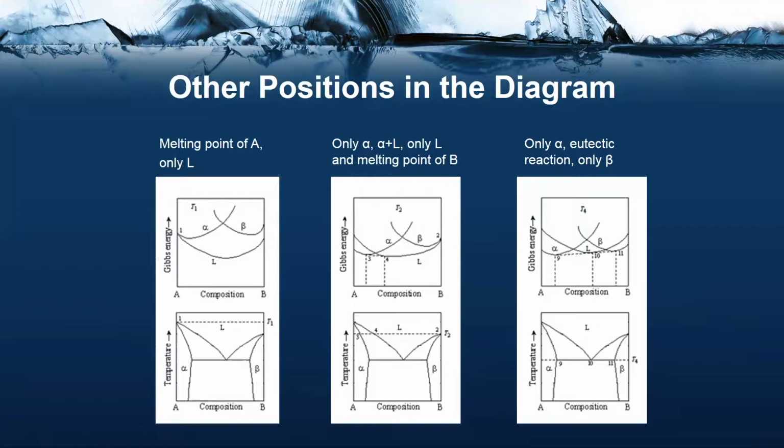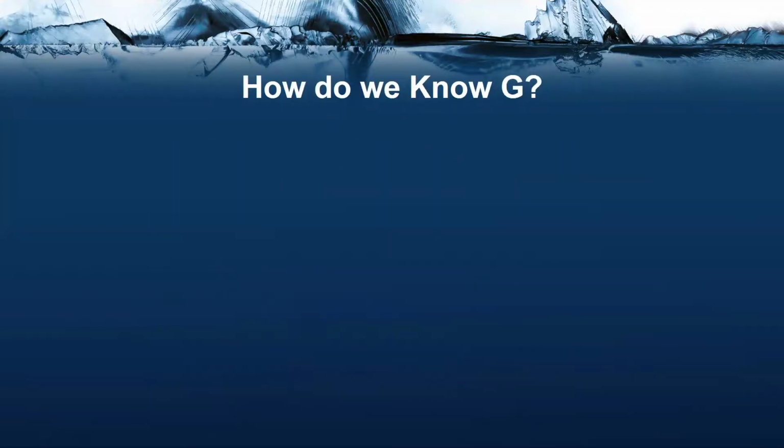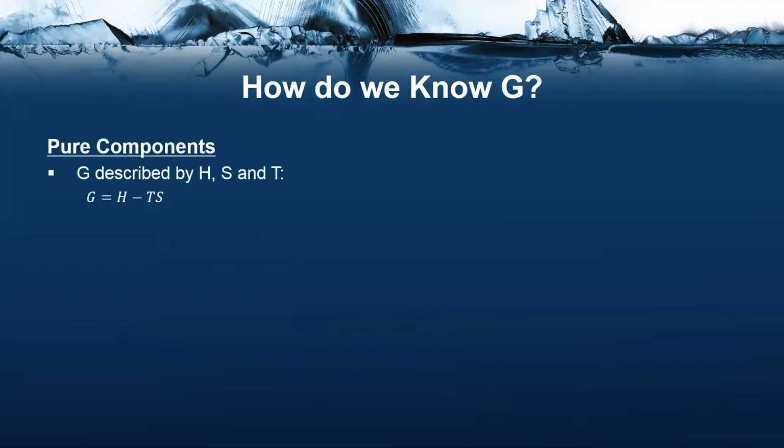If we have these functions, we should be able to draw the phase diagrams. If we are convinced that we need thermodynamic data describing the Gibbs free energy, then how do we know G? The description of pure components is familiar from previous courses, and the expression based on the enthalpy, entropy, and temperature, which is this expression, is something that we have used many times before.